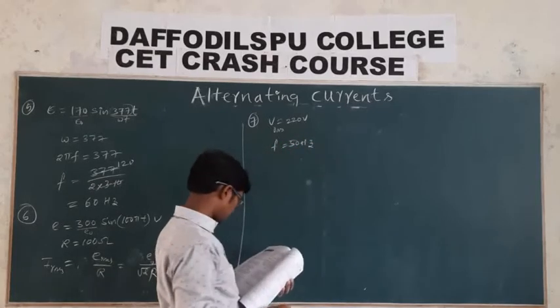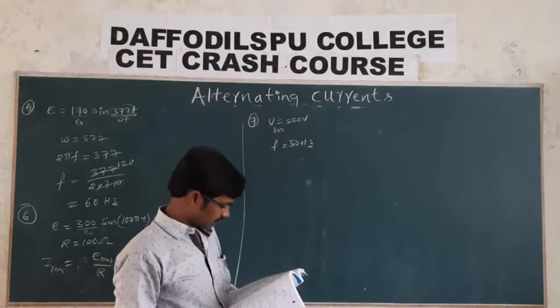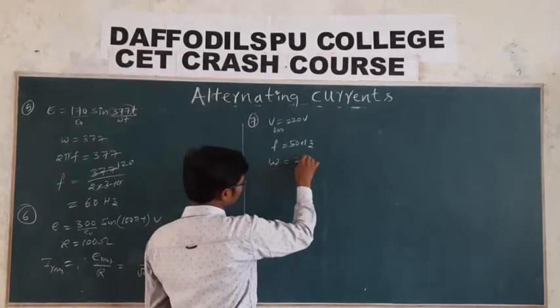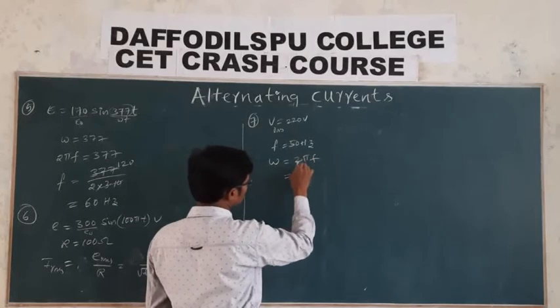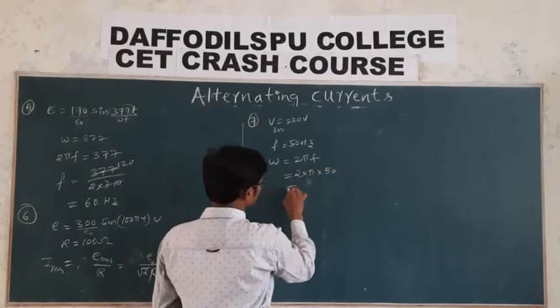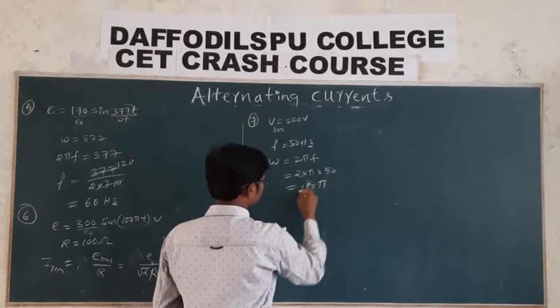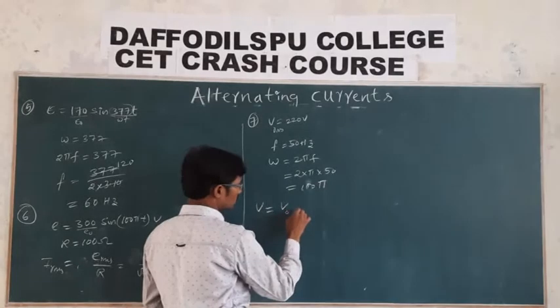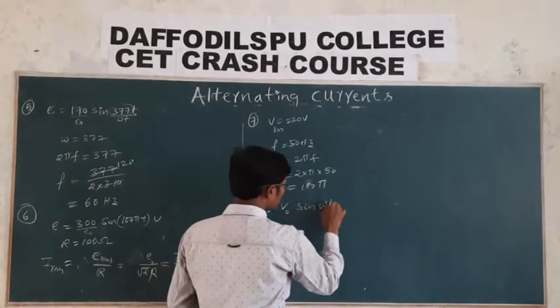Frequency 50 Hz. AC is applied to a resistor. Now what is omega? Omega is equal to 2 pi f. That is equal to 2 into pi into 50, which is equal to 100 pi. But what is the instantaneous voltage? V naught sin omega t.